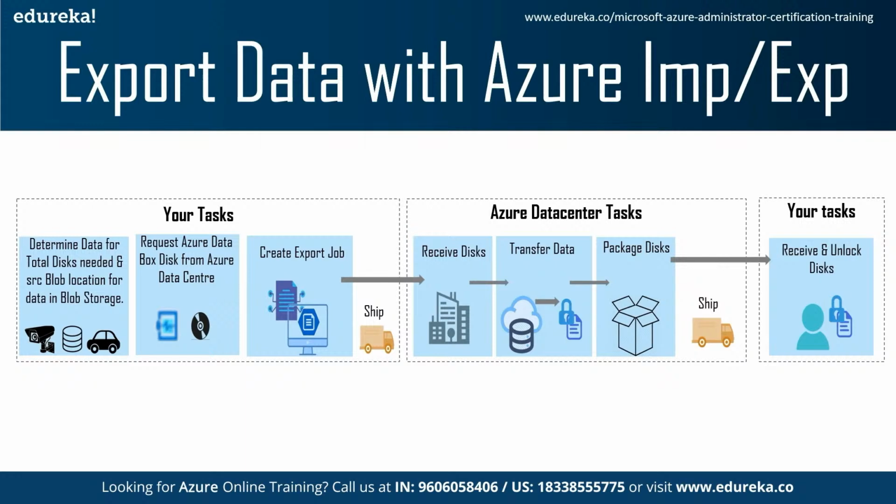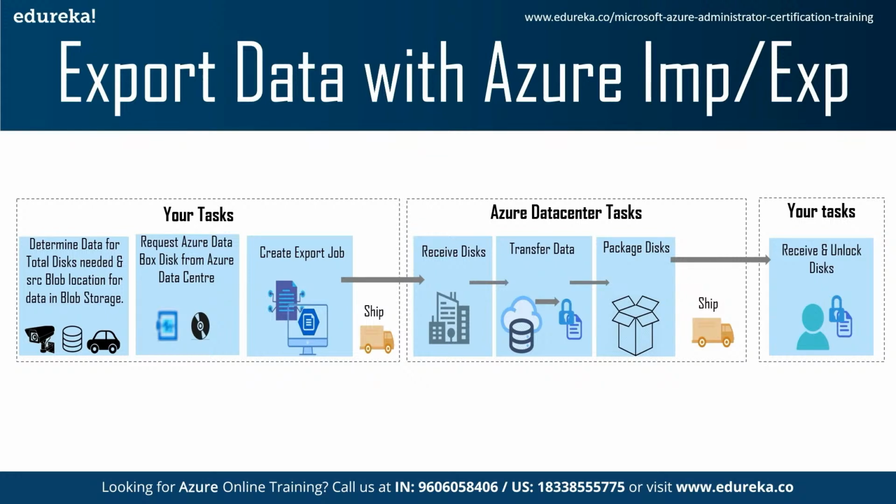You provide the details of your export job as parameters in this command. Then you have to check the job status, meaning whatever process is going on in the Azure Data Center task, that will be updated in your job status. The first thing is receive disk. When the data center receives the disk, Microsoft updates the status of the job to indicate that the disks have arrived. This process is almost the same as import data also.